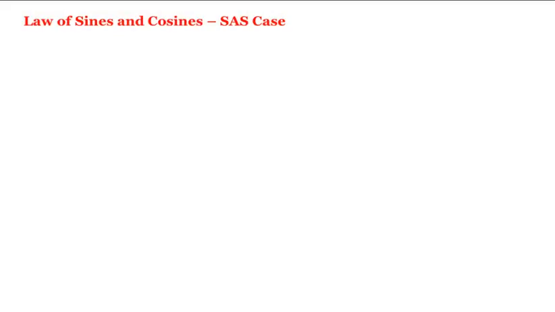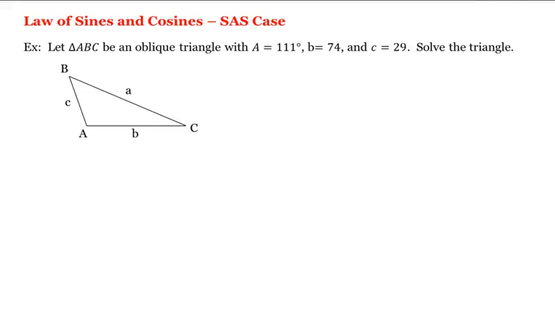Let's look at the law of sines and cosines. For example, let triangle ABC be an oblique triangle with A equal to 111 degrees, B equal to 74, and C equal to 29. Let's solve this triangle. Let's begin by marking our given information on the figure here. So we're given that A is 111 degrees, B is equal to 74, and C is equal to 29.